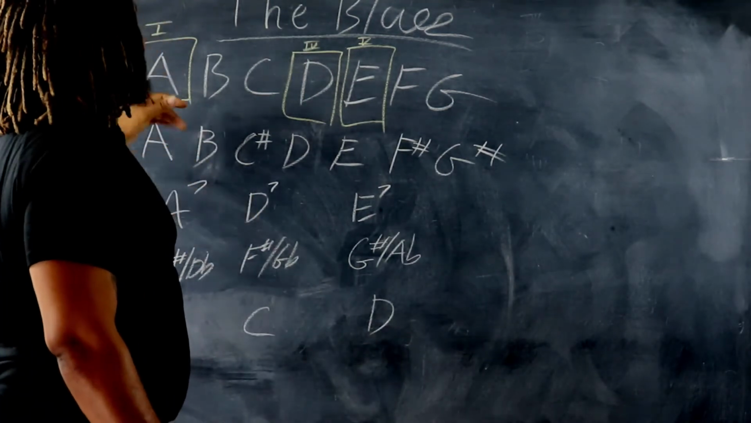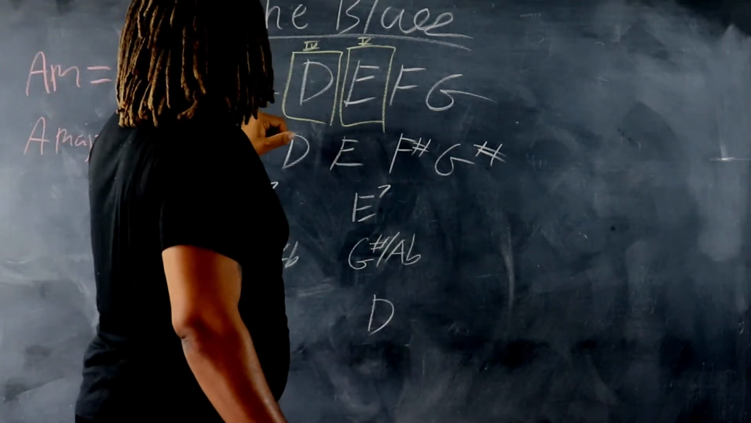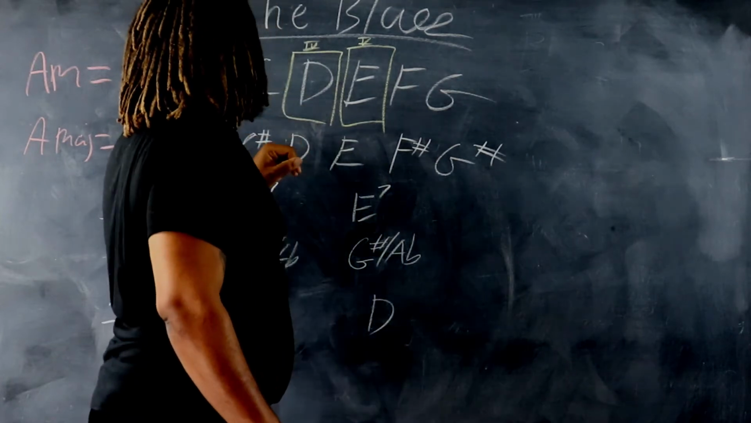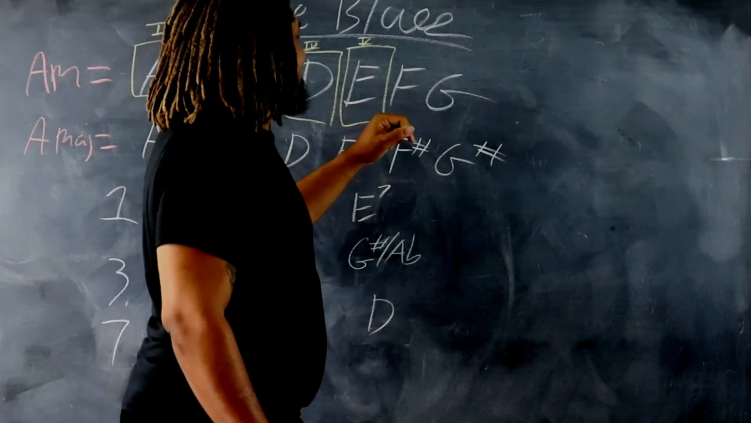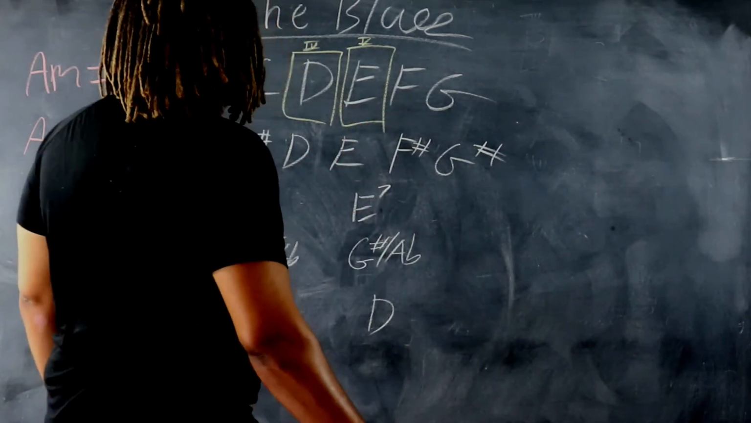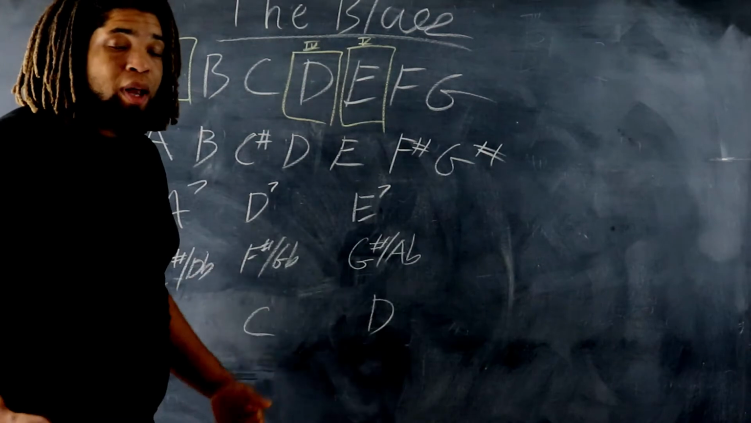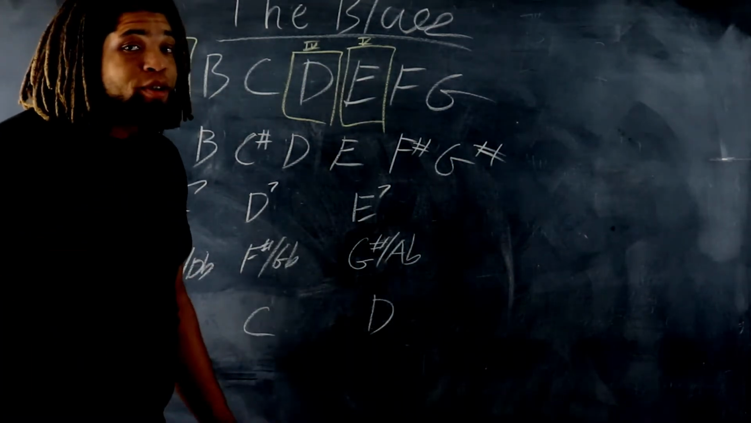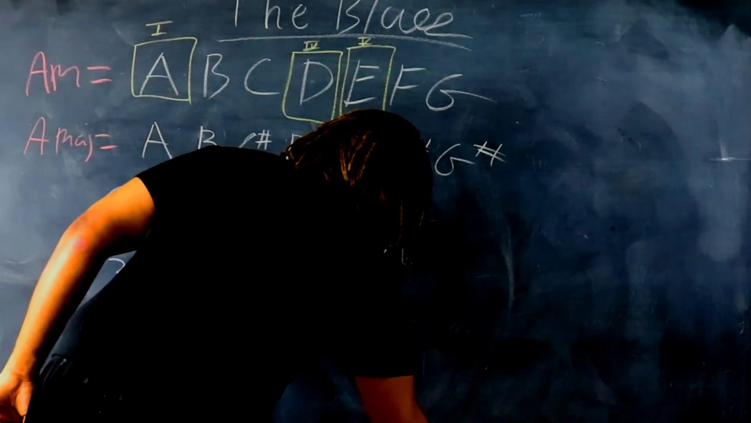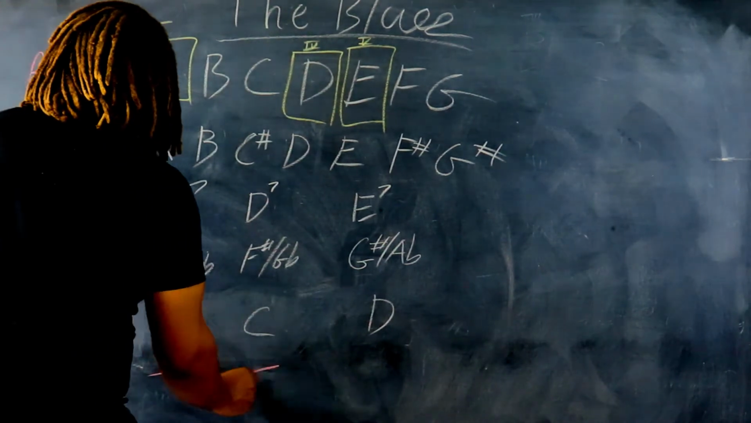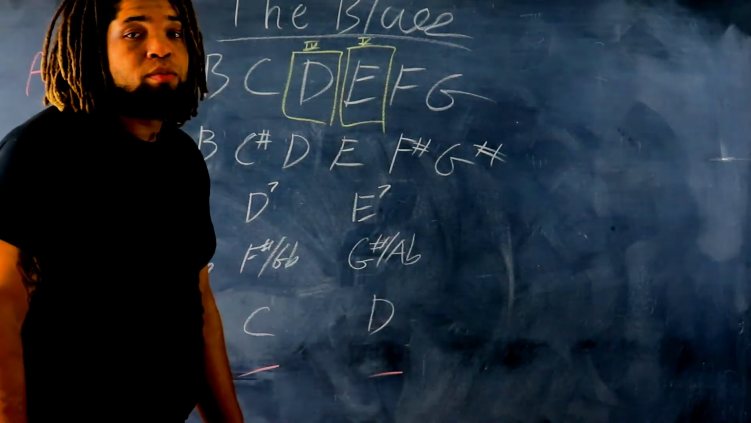So the A minor scale is: A is the 1, B is 2, C is 3, D is 4, E is 5, F is 6, and G is 7. For a blues progression, we're going to be playing a 1-4-5. The only difference is that we're going to be adding 7s to these chords. The 1-4-5 progression is probably the most basic progression in music that you can find.